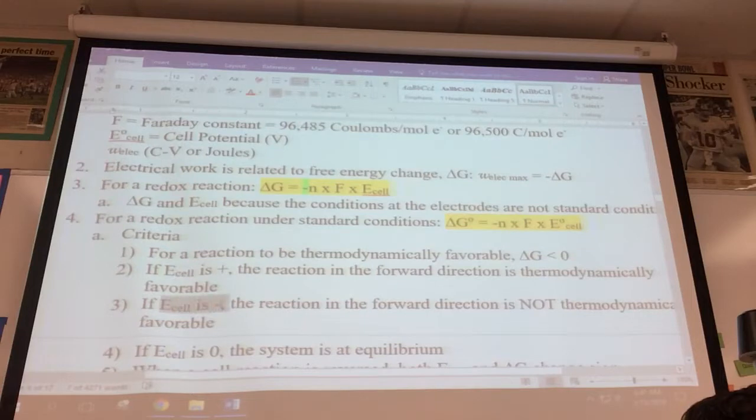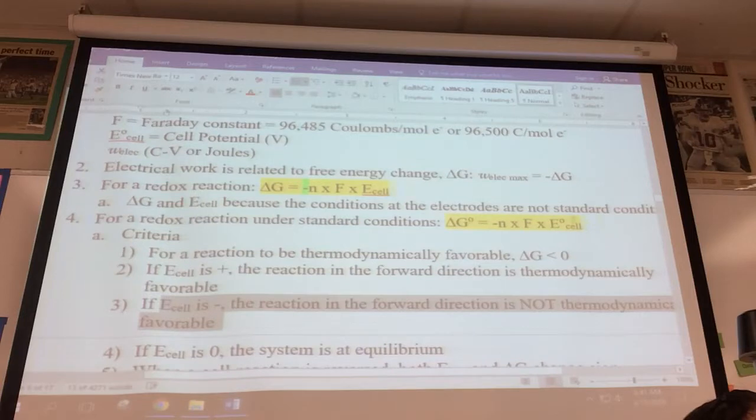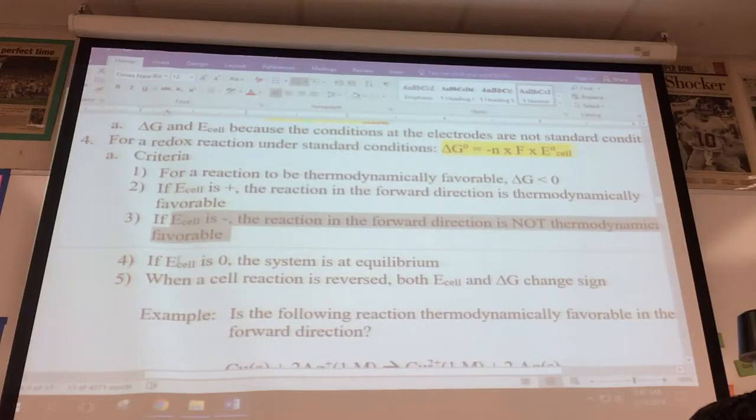When E cell is negative, the reaction in the forward direction is not thermodynamically favorable because delta G will be positive. Because if you put a negative right here, a negative times a negative is a positive. And sometimes that's the only interpretation you need, off the formula, without plugging and chugging away. When E cell is 0, the system is in a state of equilibrium, because if E cell is 0, what's delta G? 0. Anything times 0 is 0. When you reverse the reaction, you're going to change the sign of both E cell and delta G.